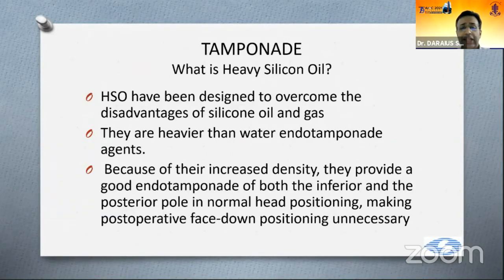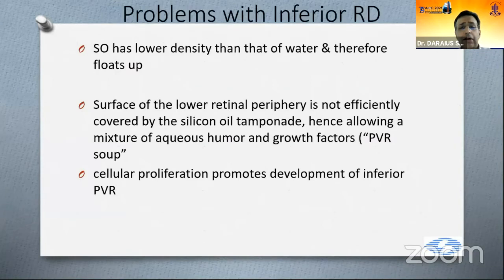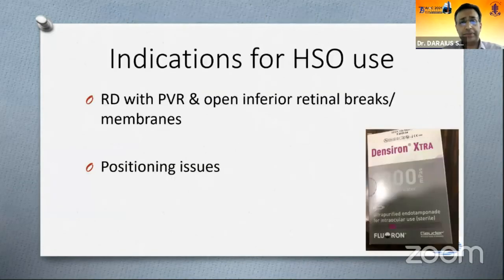Of course, we use it very, very sparingly, but it has a special use because the surface of the lower retina periphery is what is not normally covered by the tamponade. And this is where the PVR soup, the mixture of aqueous humor and growth factor, accumulates, and invariably we are frustrated by this inferior PVR. So this is very useful in some of these cases.